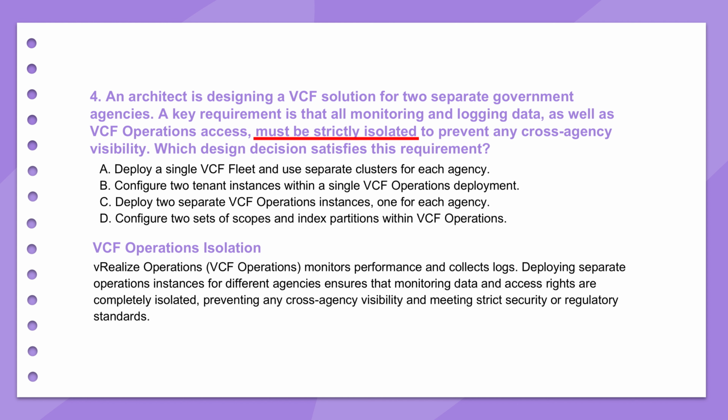Yeah, that requirement for absolute segregation, it's an operational tax, basically, that the design just has to absorb. You can't achieve that level of isolation by simply creating different folders or using standard network segmentation. It's not enough. The necessary design decision here, the only real way to guarantee it, is to deploy two separate VCF operations instances, one dedicated entirely to each agency.